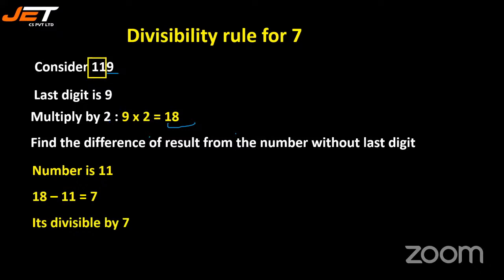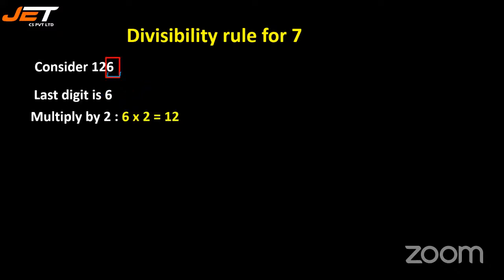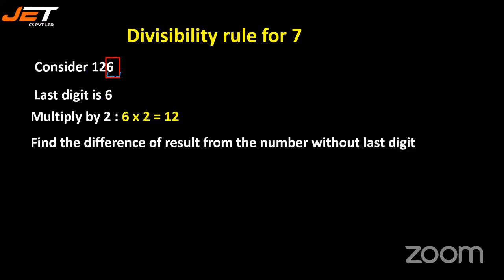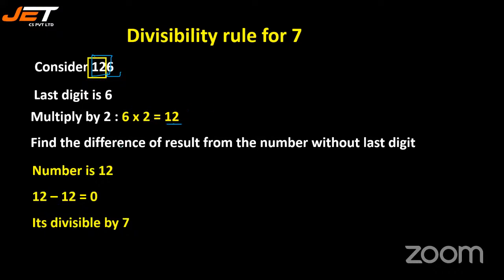Okay. Clear? Next is 126. Let's see the last digit. 6 times 2 is 12. Difference of the result from the number without the last digit. The remaining number is 12. 12 minus this 12 gives us 0. If you get this difference as 0 or a multiple of 7, that means the number is divisible by 7.